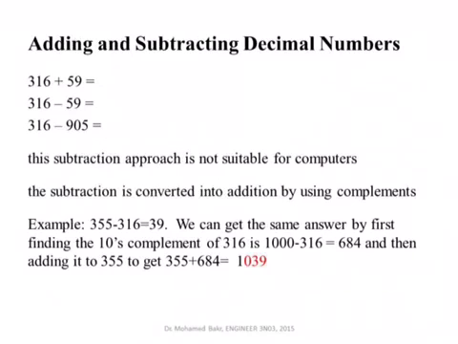Now for addition of decimal numbers, very simple. When you add something like 316 plus 59, it's pretty straightforward. We know how to do that. You say, well, this is 5. I can carry 1 to the next digit. This will give me 7, and then I have 3. So the sum of these two is 375.